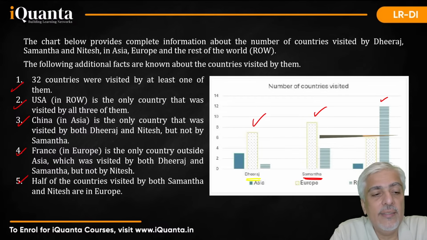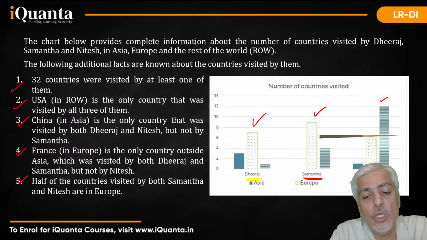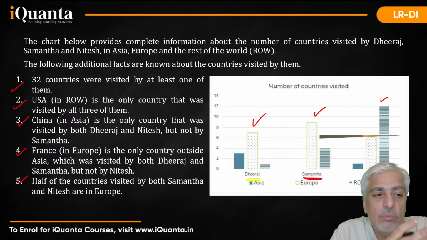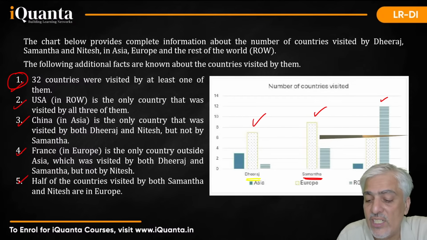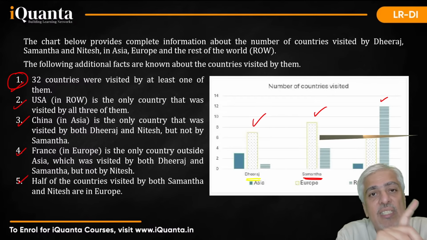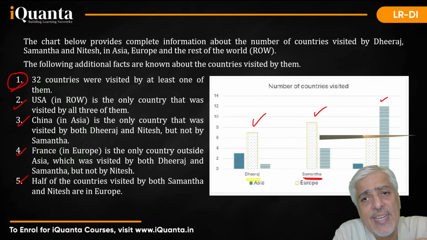Okay. 32 countries were visited by at least one of them. So there are three parts they had made: Asia, Europe, and rest of the world. So 32 countries were visited by at least one of them. And this is the direct data. USA in the rest of the world is the only country that was visited by all three of them. So in the rest of the world, there's only one country which all three of them are visiting. Maybe it could be three different Venn diagrams also.